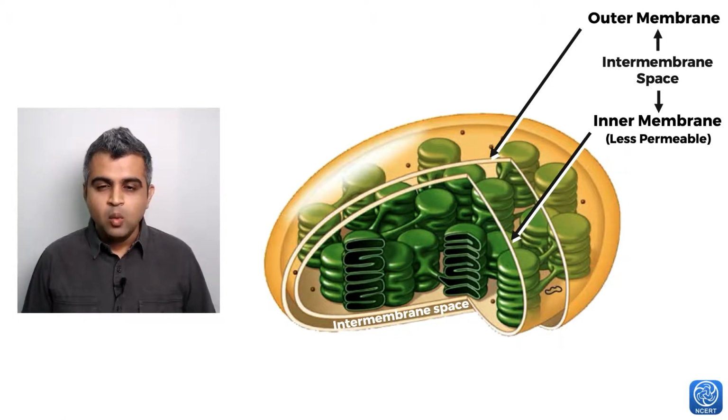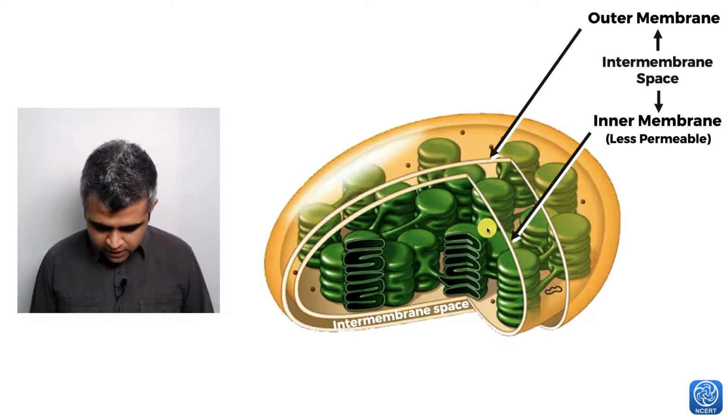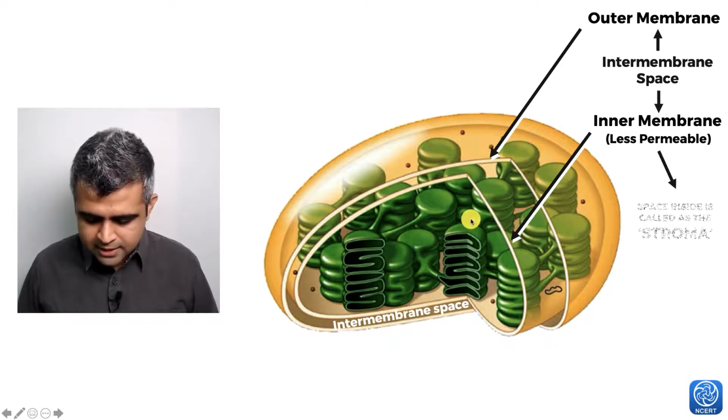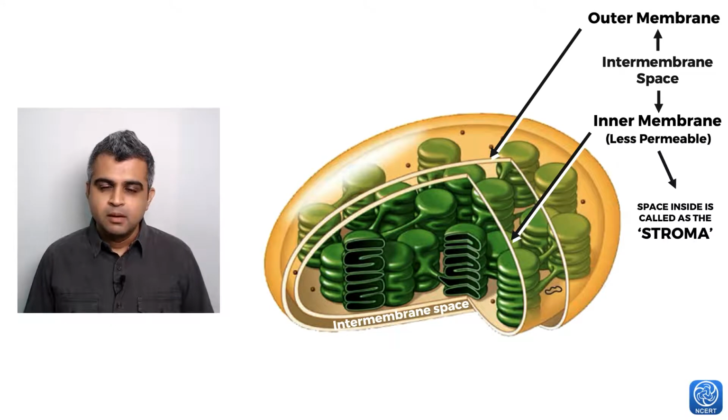Next, whatever is inside the inner membrane. Whatever you see here, all of this. So this is the outer membrane, this is the inner membrane, and whatever you see here, which is inside the inner membrane, is going to be called the stroma. So the space inside the inner membrane is called the stroma.